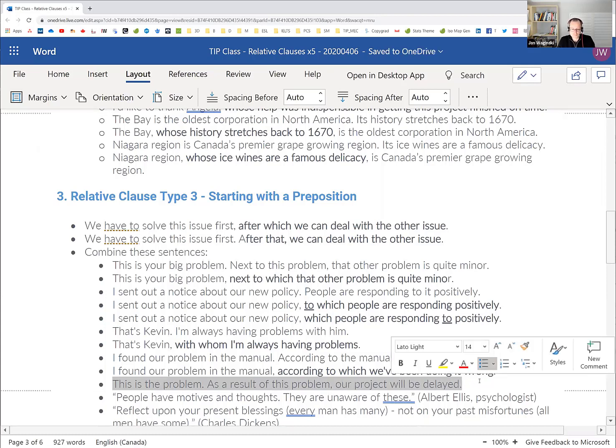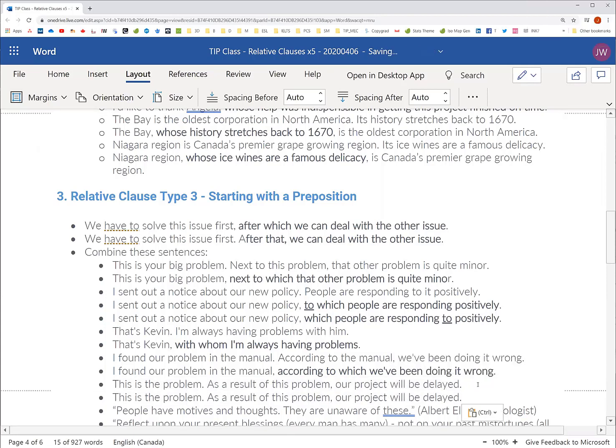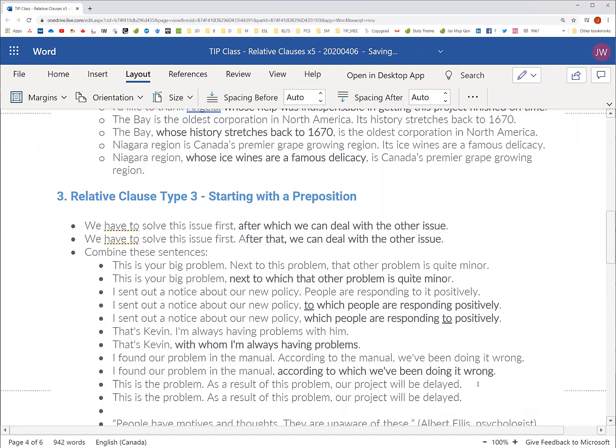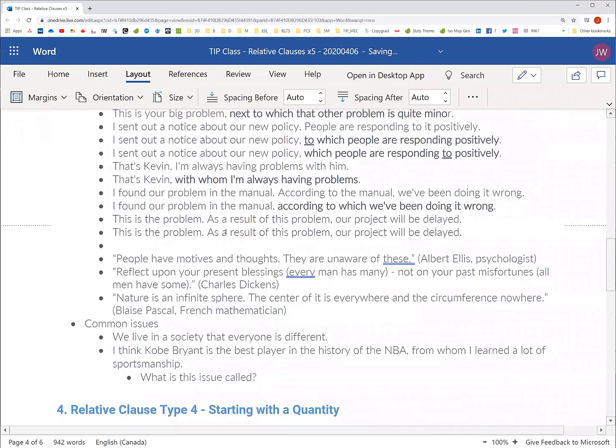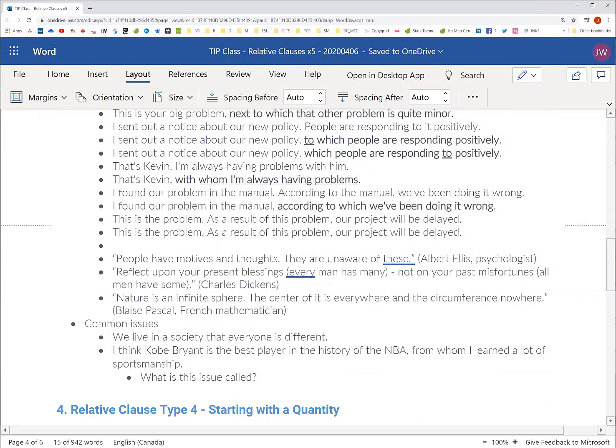This is a problem. As a result of this problem, our project will be delayed. This is a problem. As a result of which, our project will be delayed. Good.